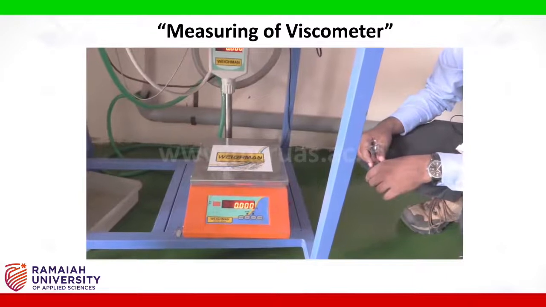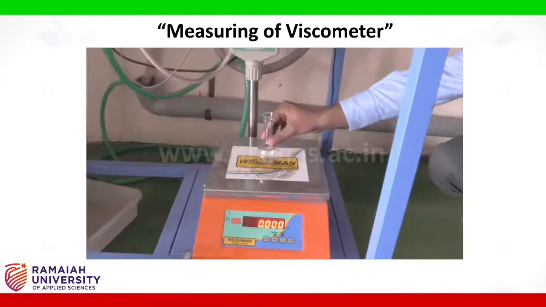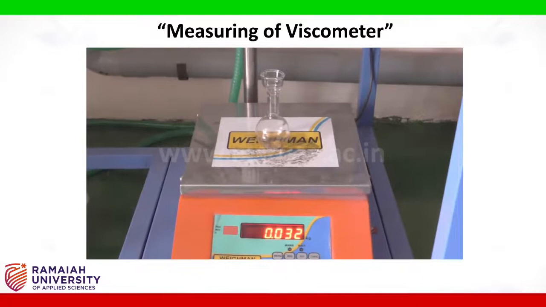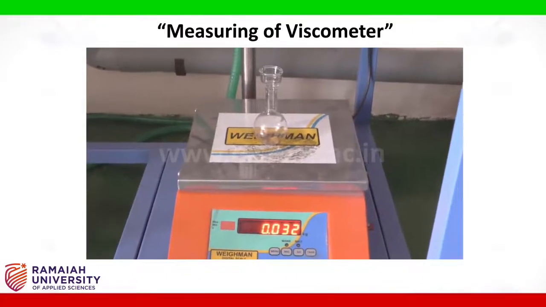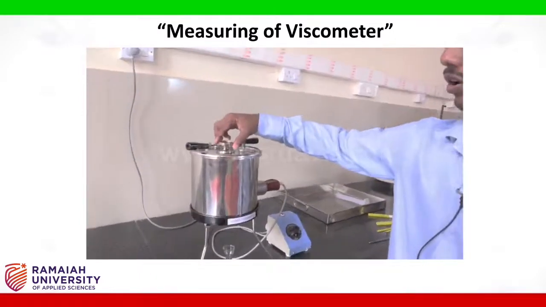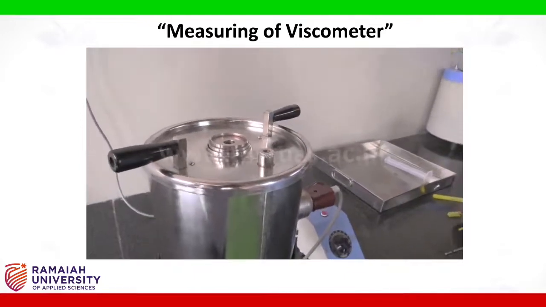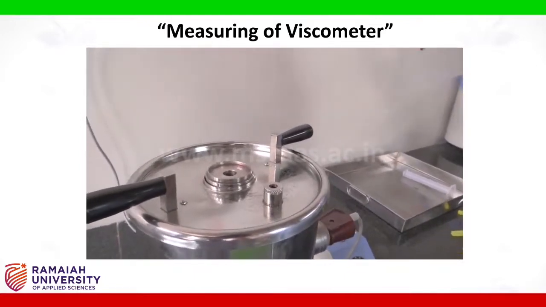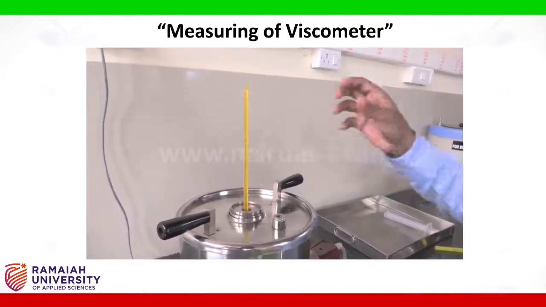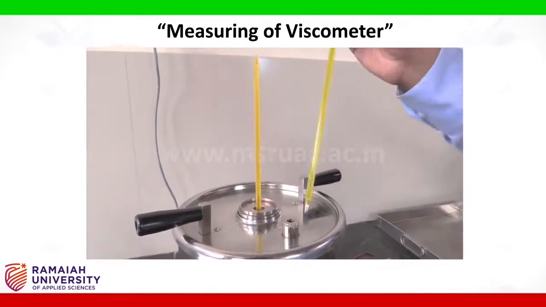Just as in the Redwood viscometer, we shall measure the weight of the empty flask for the Saybolt viscometer. It is showing a value of close to 32 grams. Once the oil is filled in the oil cup, we shall close the oil cup with the lid, and then we need to place thermometers to measure the oil temperature and also to measure the water temperature.